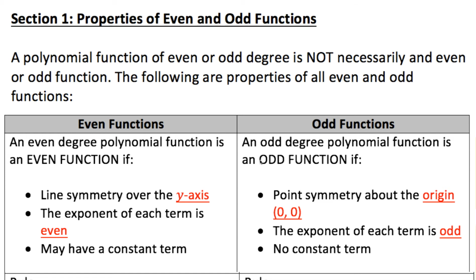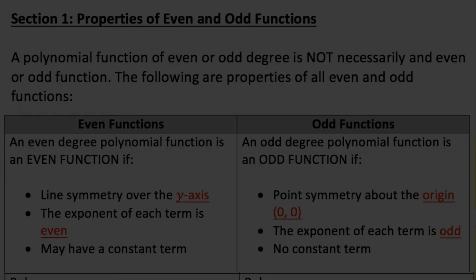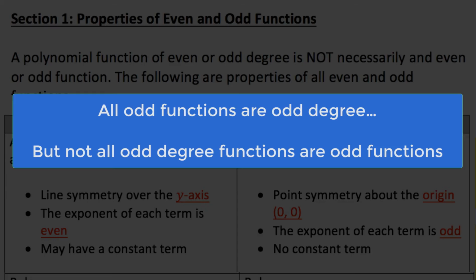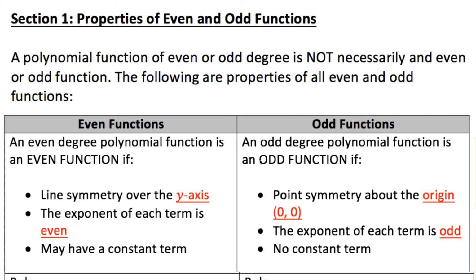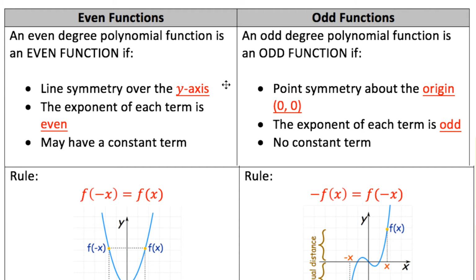Now the first thing we have to establish is that a polynomial function of even or odd degree is not necessarily an even or an odd function. It's one of those things where all even functions are even degree, but not all even degree functions are considered even functions. And same thing with odd. All odd functions are odd degree, but not all odd degree functions are considered odd functions. So how do we establish if something is an even or an odd function? I have this table here that I'll walk you through that establishes that for you.